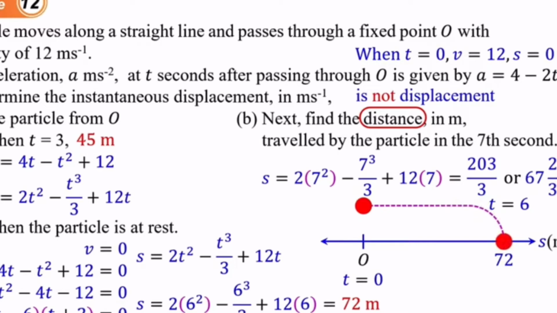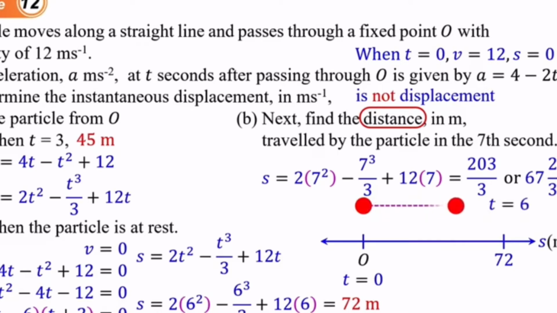And then at t equals 6, the particle is at rest. That is the displacement at the 6th second. And then you notice that at t equals 7, the displacement is nearer to the fixed point, right? It seems like the particle goes nearer to the fixed point O. So that means at that particular second, the 7th second, the particle actually travels the distance 72 minus 67 2/3. Alright, so that is actually 4⅓ meters.